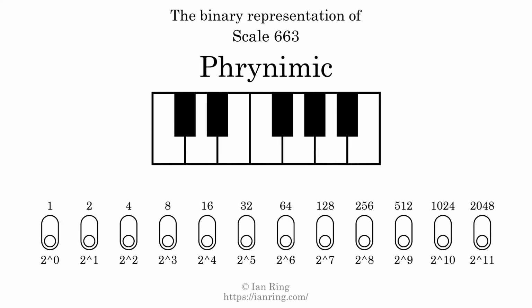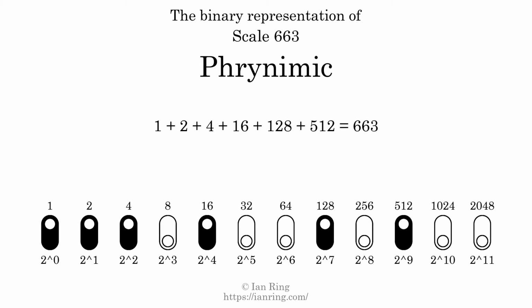The binary representation of this scale is determined by mapping tones of the scale to binary digits. Each binary digit represents a power of 2. To get the scale number, we add the powers of 2 together. The powers of 2 that are present in the scale, all added together, equals 663. That is why the scale number, in decimal, is 663.